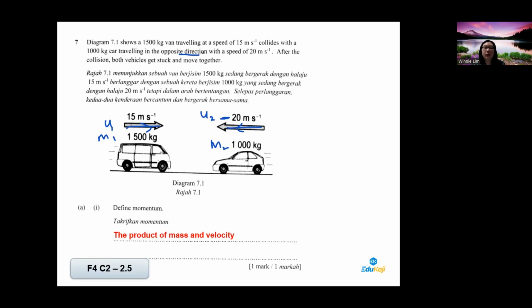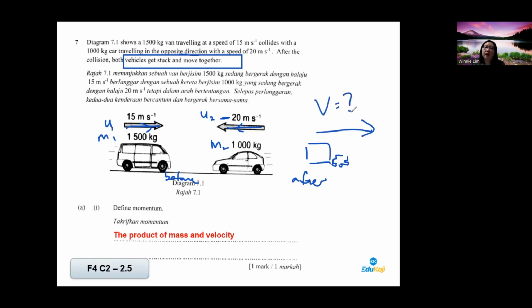Now, next, from the question also, they say both vehicles get stuck and move together. So later on, after the bang, this one is before. Normally the heavy one bangs the small one, they will push together, they will stick together. So they have the same velocity. So they want you to find this one.